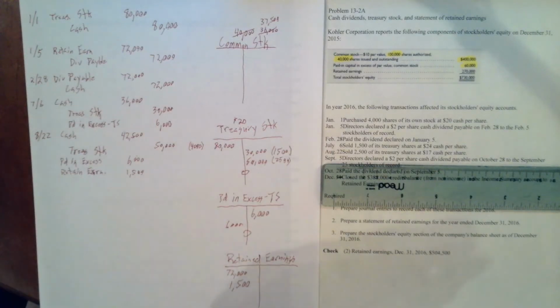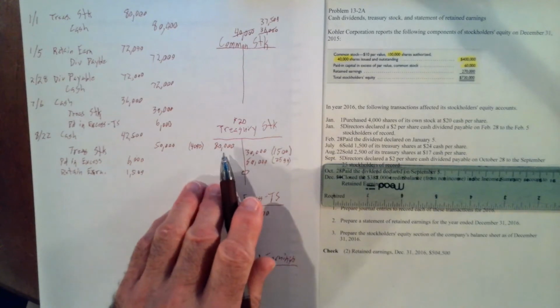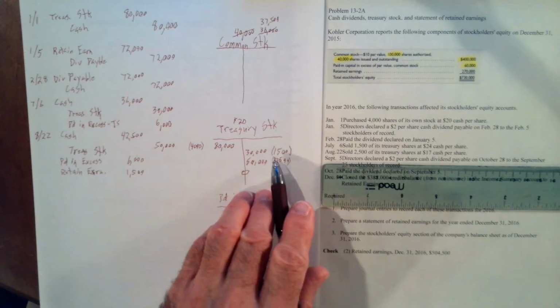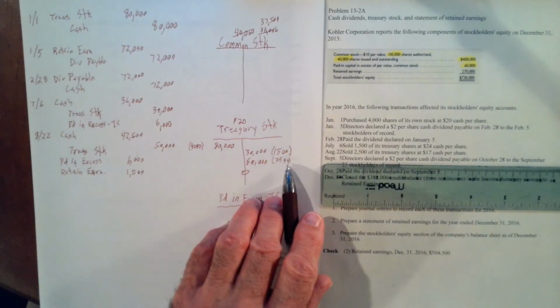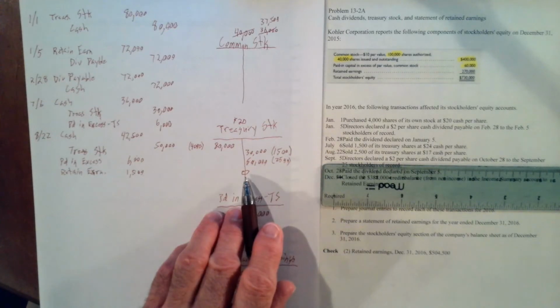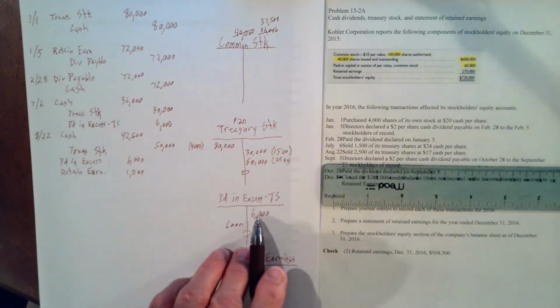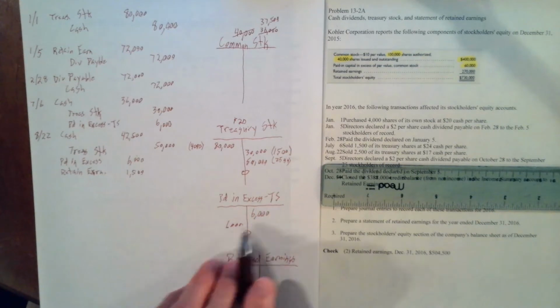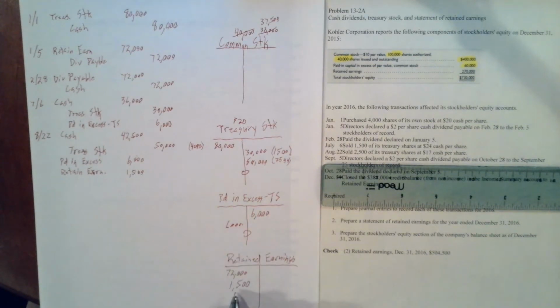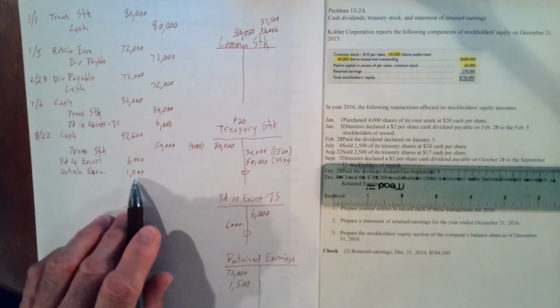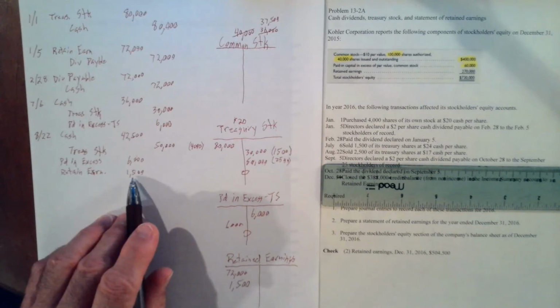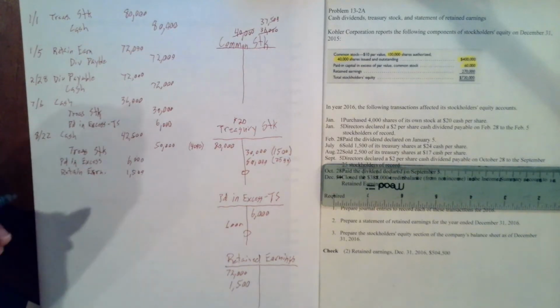So here we are. We bought back 4,000 shares. We sold off 1,500. Sold off 2,500. So we've exhausted the treasury stock account. We'd paid in excess of 6,000. We exhausted that. So the only thing left over is to take from retained earnings to make up this difference that we're lacking in. Okay.